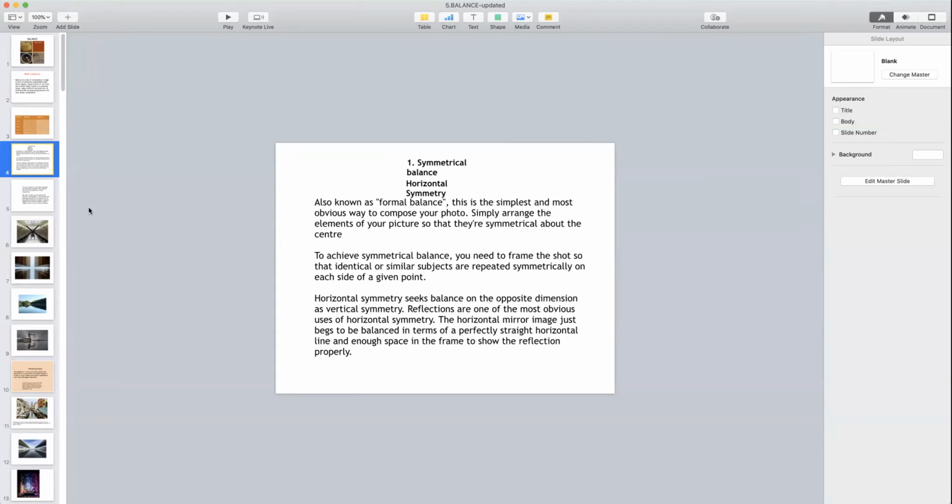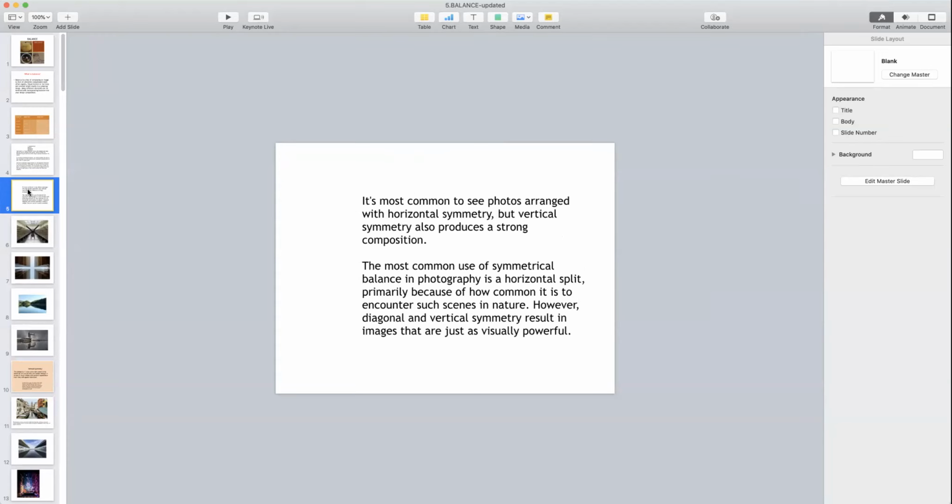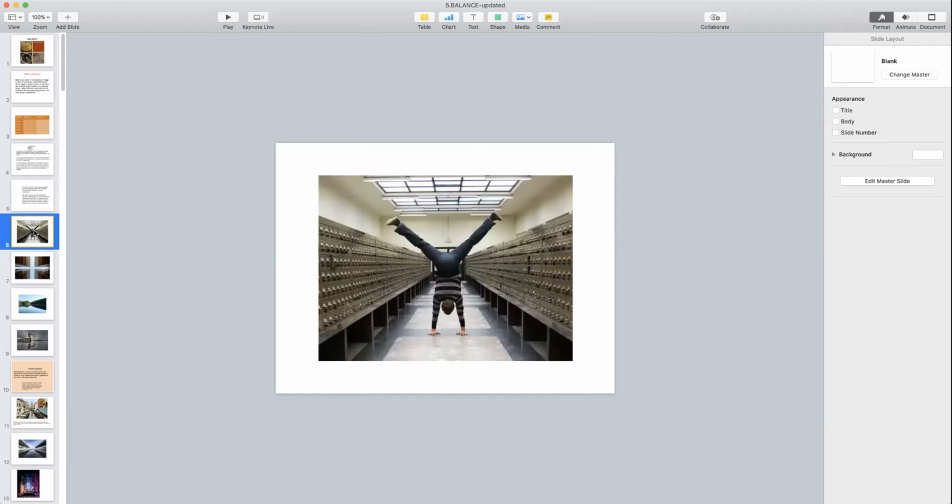So these are some of the images which I have collected. It is most common to see photos arranged with horizontal symmetry, but vertical symmetry also produces a strong composition. The most common use of symmetrical balance in photography is a horizontal split, primarily because of how common it is to encounter such scenes in nature. However, diagonal and vertical symmetry result in images that are just visually powerful. So I'll show you some of the images.